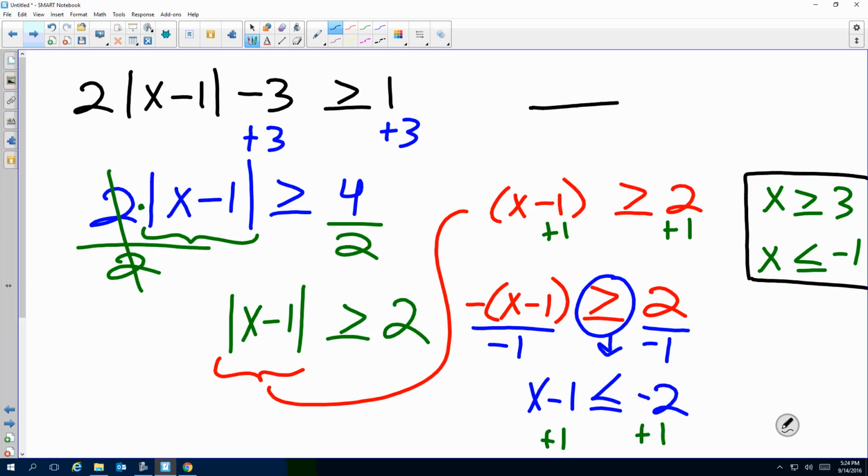Well, we could make that happen. I have this line with negative 1 and 3. These lines right here tell me that they're going to be closed circles. And then follow the directions. Greater than 3 is going to be numbers that are bigger or larger than 3. Less than negative 1 is going to be numbers that are smaller than negative 1.